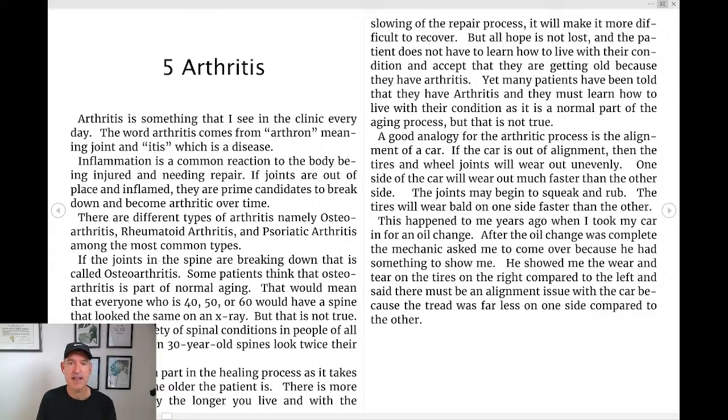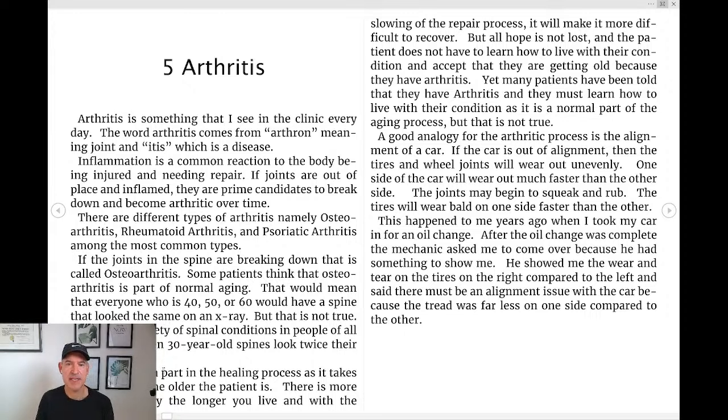Some patients think that osteoarthritis is part of the normal aging process. That would mean that everyone who's 40, 50, or 60 would have a spine that looked the same on the x-rays. But that's not true. I see a wide variety of spinal conditions in people of all ages. I've seen 30-year-old spines that look twice their age.